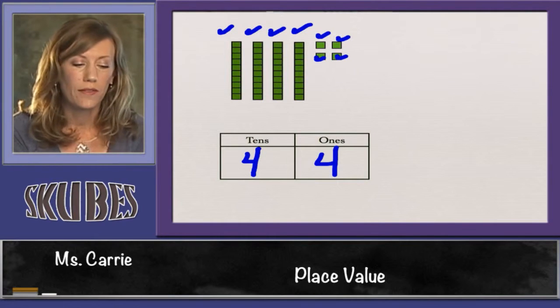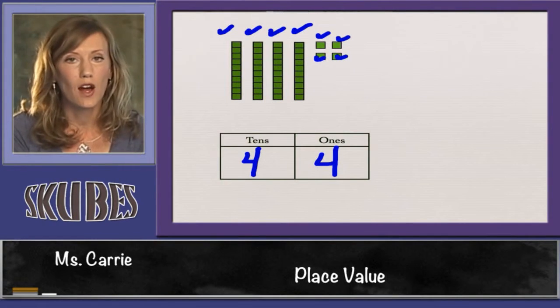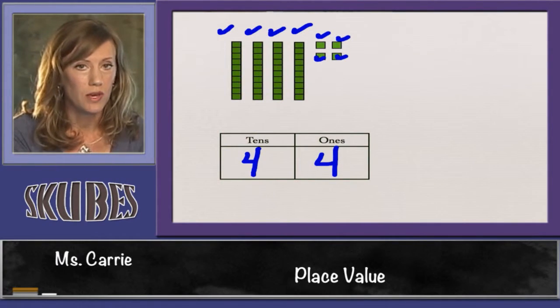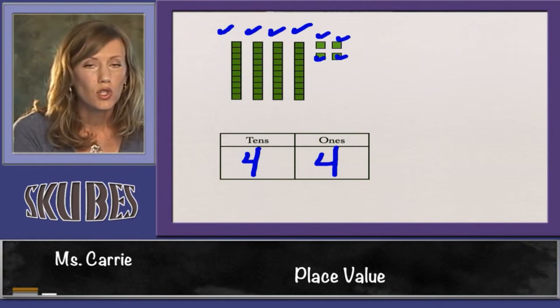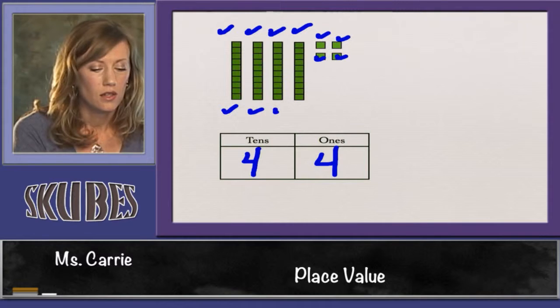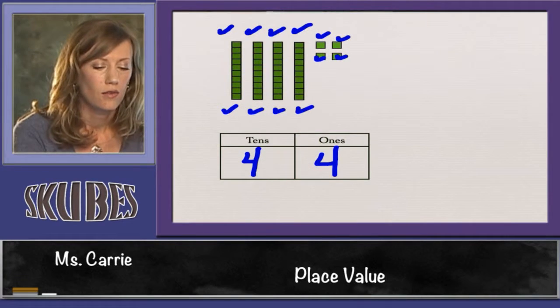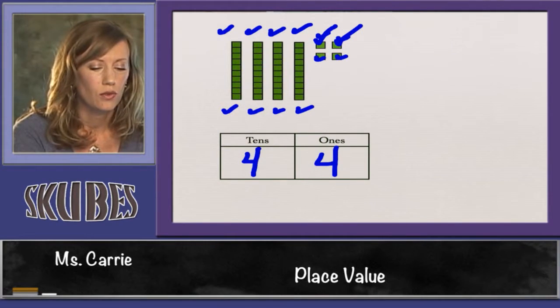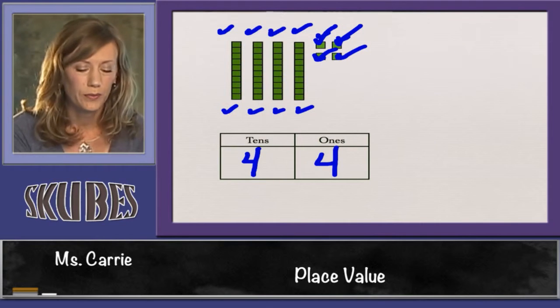Now the great thing about the tens blocks is we can count by tens when we're counting them, so it makes it a lot faster. Let's try to do that. We have 10, 20, 30, 40, 41, 42, 43, 44.